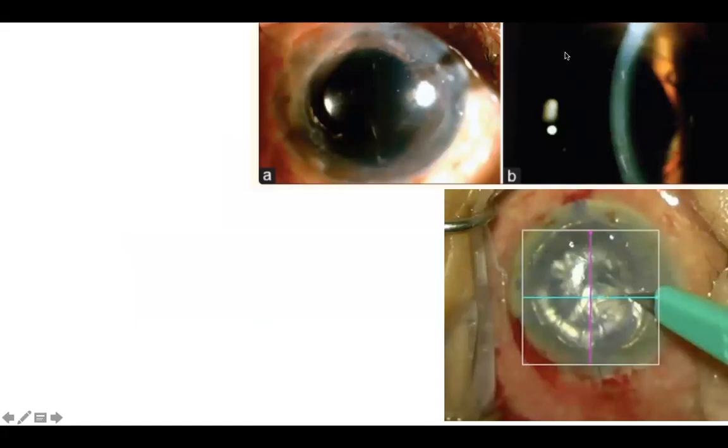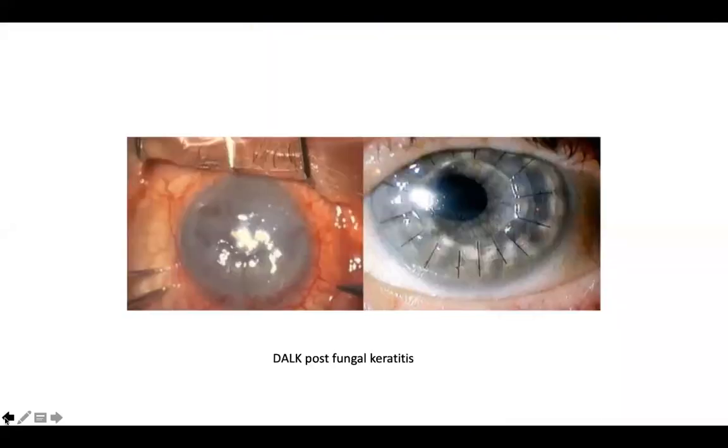Ma'am, a small doubt. If we are shown an anterior segment photograph like the previous one, we can't actually comment if it is a DALK or a full thickness keratoplasty, right? Yeah, unless there is a slit image. Yeah, sure. Okay, ma'am.